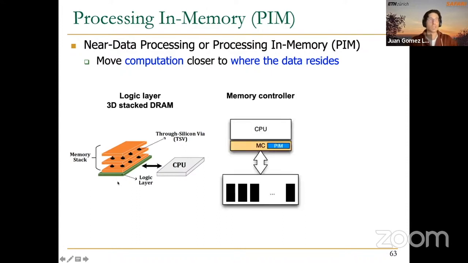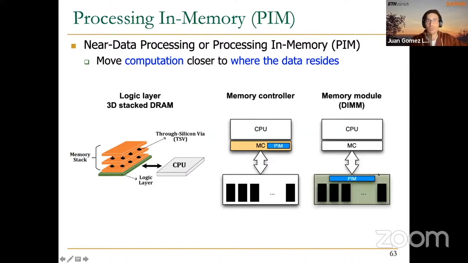We will see some of these examples soon. Or we can also talk about processing in memory in some proposals that place some type of processing element in the memory controller itself. So instead of having to move the data all the way to the CPU core, you can maybe access the data from the memory controller and compute near the memory controller. And this way you avoid, for example, polluting the caches of the CPU.